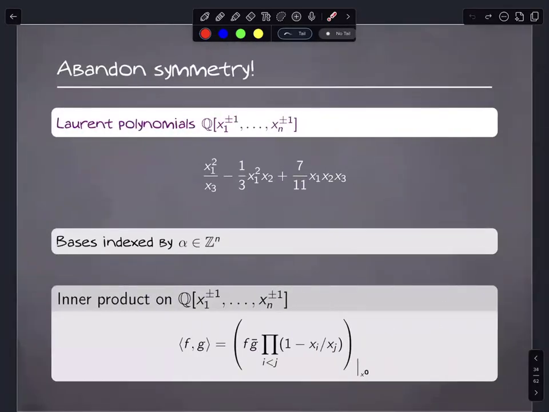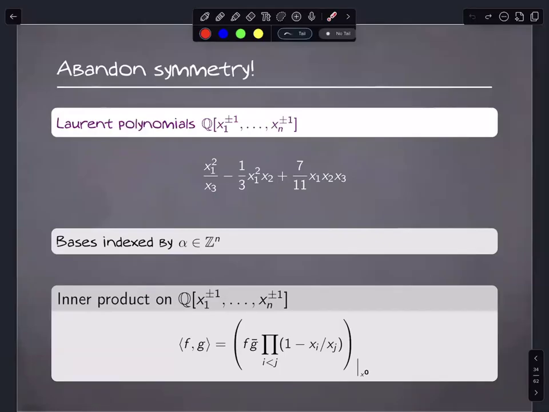So first of all, non-symmetric polynomials, what are they? They're just polynomials, Laurent polynomials. There's nothing particularly non-symmetric about them. And now the bases are indexed by any integer vector. If you have n variables, an integer vector of length n. And just like I'm trying to give you an analogy to what I started with the Schur functions, but now I'm in this space of polynomials, bases indexed now by integer vectors, not partitions.